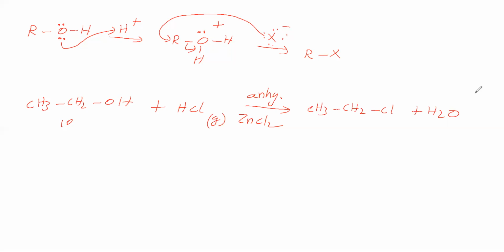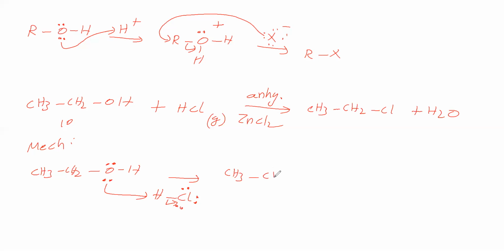Now, what is the chemical reaction that we will see here? This mechanism we will see. The alcohol, CH3CH2OH, has 2 lone pairs on oxygen. HCl, in which Cl has 3 lone pairs. This lone pair attacks this H, and this bond pair migrates. So we'll get CH3CH2OH2+.